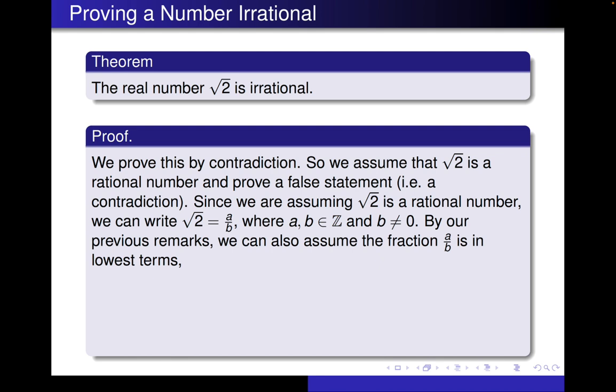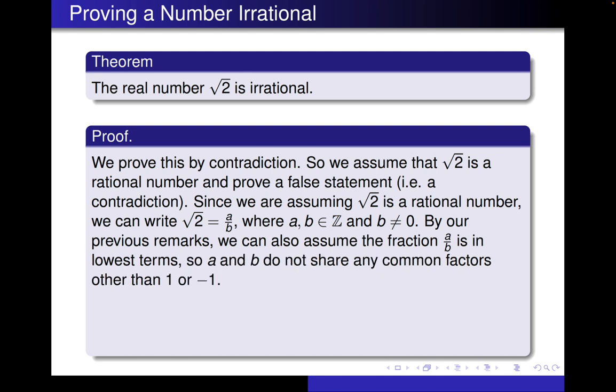We can also assume that the fraction a over b is in lowest terms, which means that a and b do not share any common factors other than 1 or negative 1. All right, so that was our assumption that we were making. We can make it. Again, we didn't prove it, but if you want me to prove it, I will.